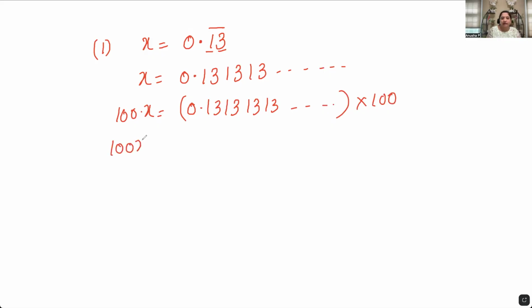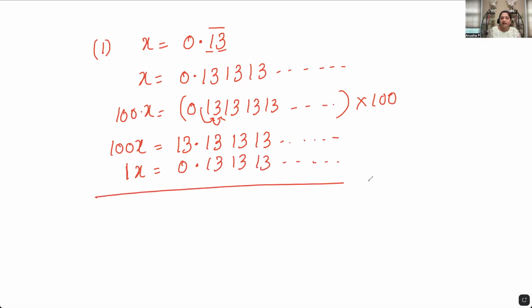When you multiply by 100, the decimal point will jump two places to the right. It will become 13.131313 and so on, okay? And the original question is 1x is equal to 0.131313. Okay. Next step, we have to subtract those two equations. 100x minus 1x is 99x equal to, when you subtract after the decimal numbers, everything will get cancelled because 1 minus 1 is 0, 3 minus 3 is 0, and 13 minus 0 is 13.